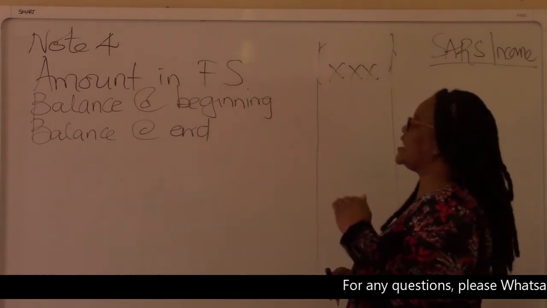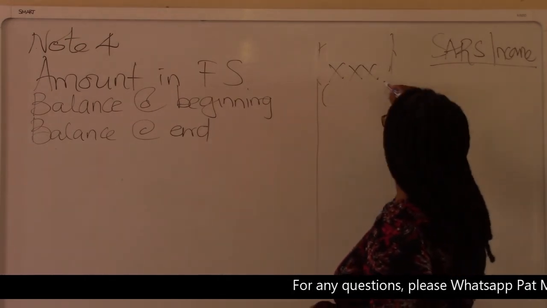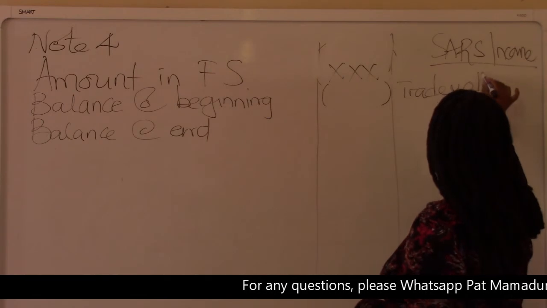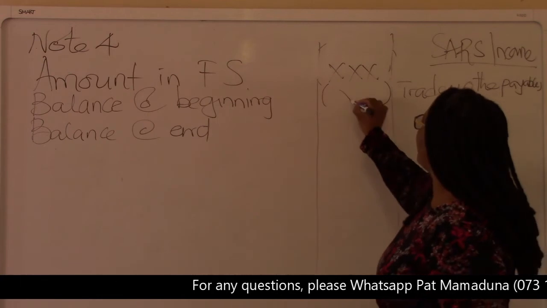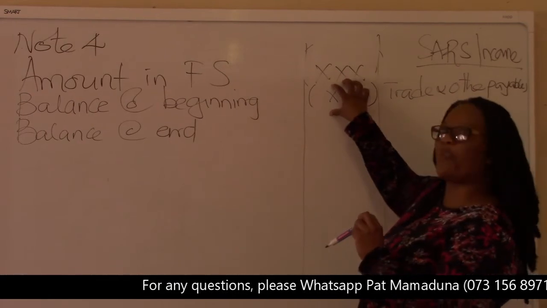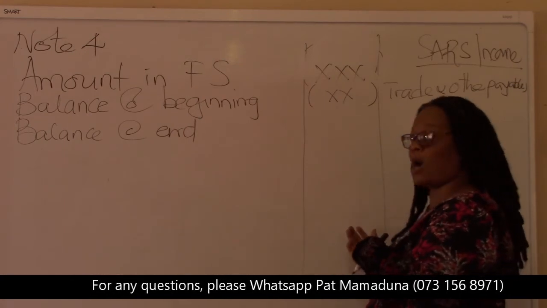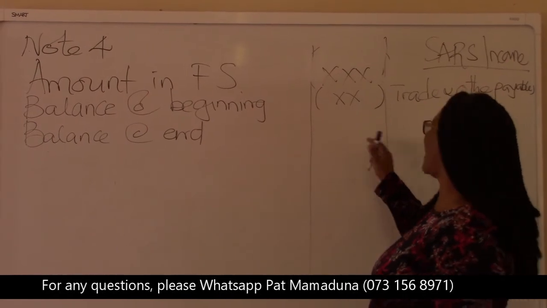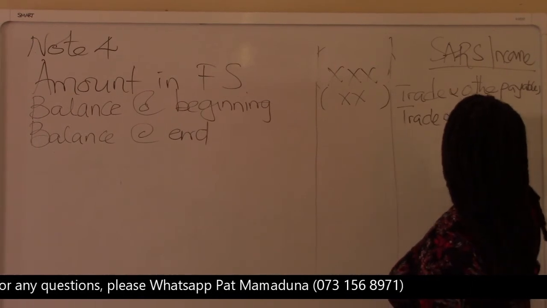So if the balance at the beginning appears under trade and other payables, it is going to appear as a negative. Why as a negative? Because we are going to pay this at the beginning of the accounting period. So money will go out. And then if the balance at end, let's assume again it's appearing under trade and other payables.